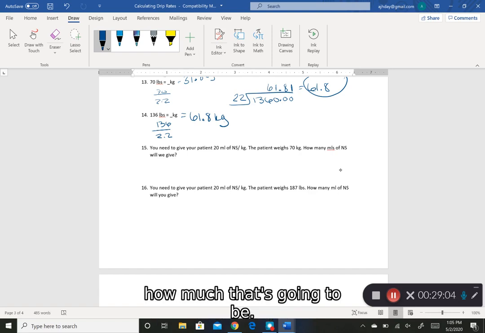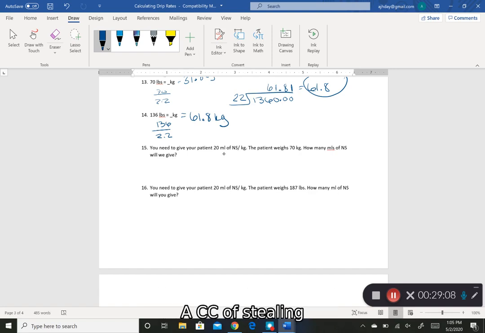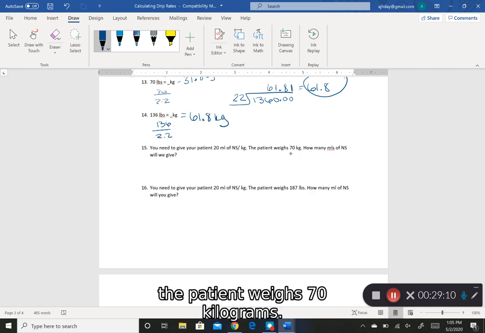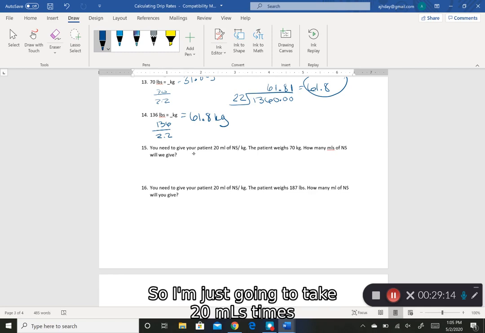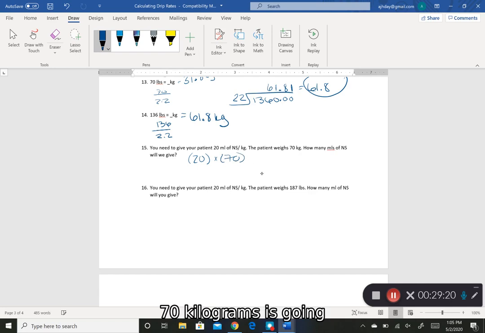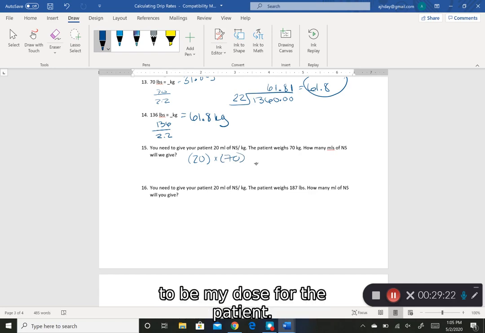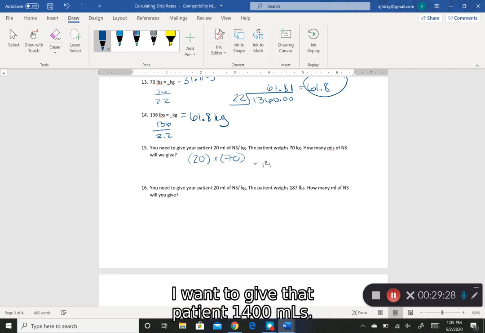But I want to figure out how much that's going to be. So I want to give 20 mLs, which is the same thing as cc, of saline. The patient weighs 70 kilograms. So I'm just going to take 20 mLs times 70 kilograms. That is going to be my dose for the patient. 2 times 7 is 14, plus 2 zeros. I want to give that patient 1,400 mLs.